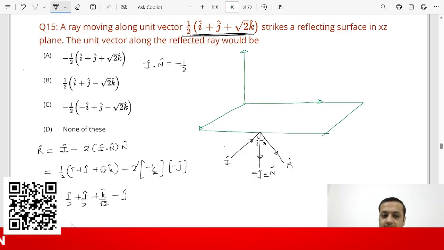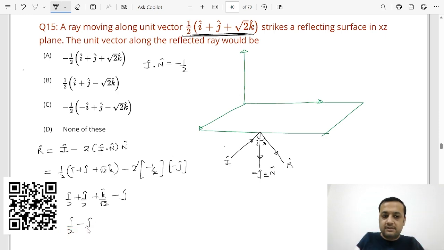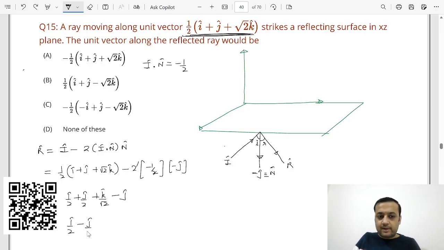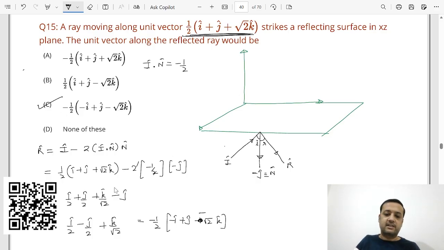So our answer will be i cap by 2 minus j cap by 2 plus k cap by root 2. Sorry, this will be j cap by 2. So i cap by 2 minus j cap by 2 plus k cap by root 2. If I take half common, it will be i cap minus j cap plus root 2 k cap. If you take out minus also, I think it matches the option minus i cap plus j cap minus root 2 k cap. So option C will match.